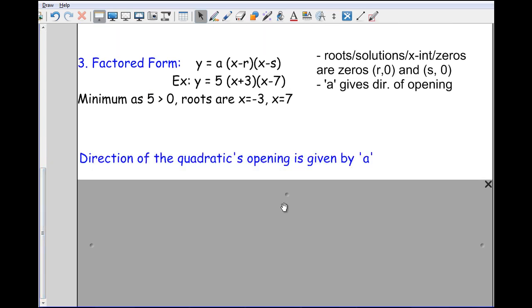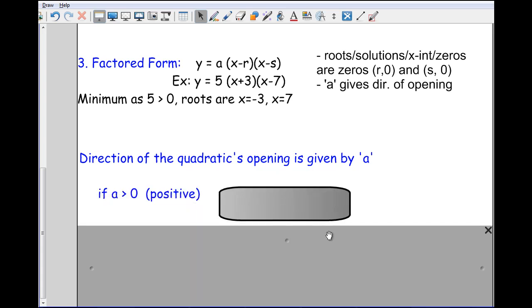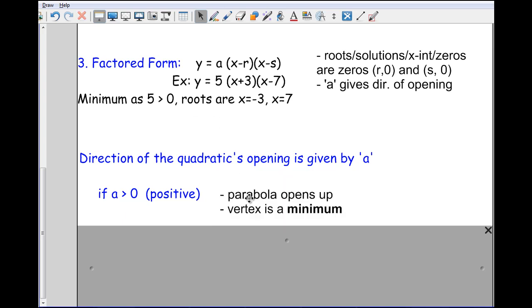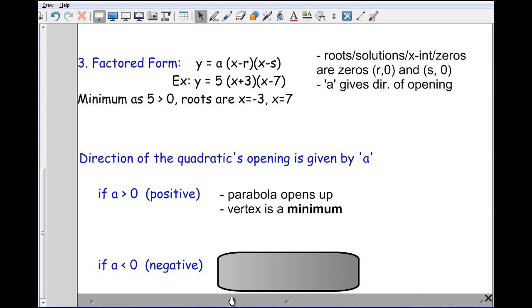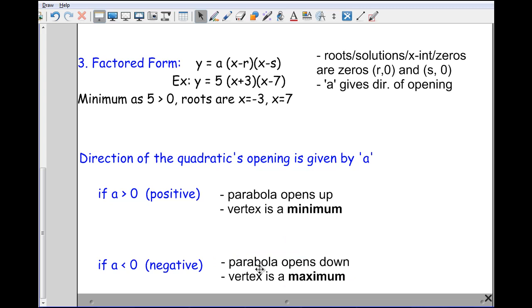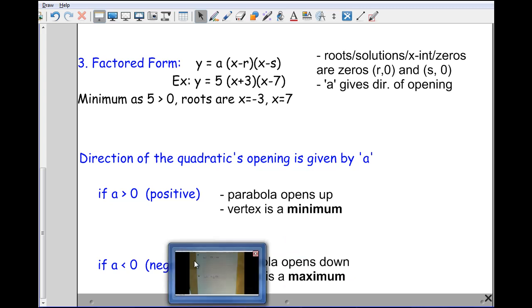Just to recap, the direction of the quadratic's opening is given by a. When a is greater than 0, we end up where a parabola opens up and the vertex would be a minimum. And then the other case is where a is less than 0, a negative number, and the parabola will open down and the vertex is a maximum.